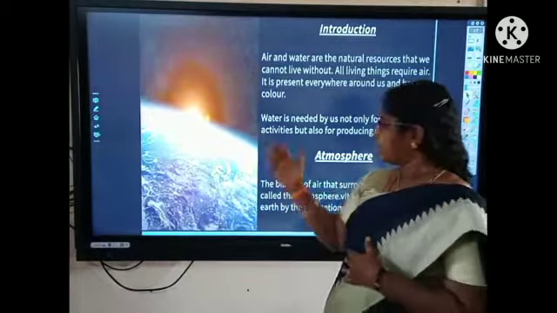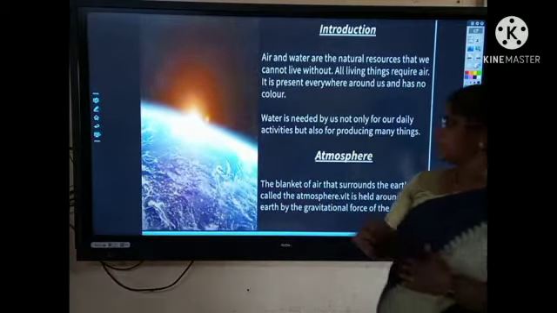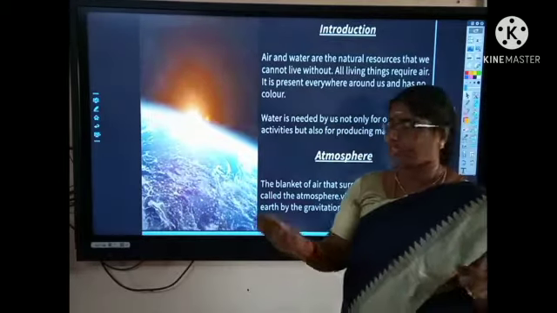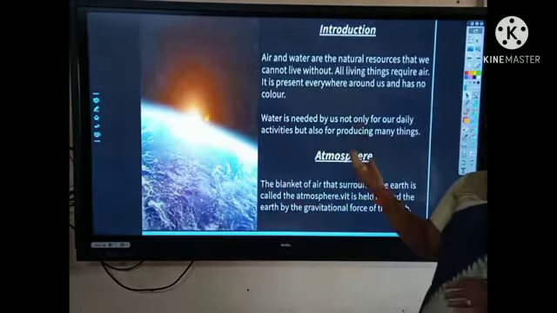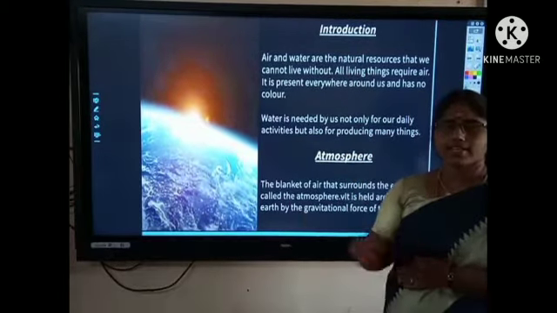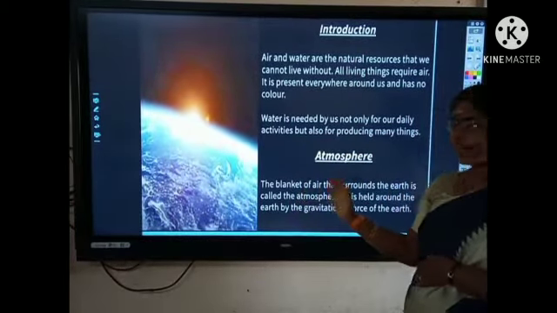Then next we will see water. Water is needed by us not only for our daily activities, but also for producing many things. Let's see the atmosphere.